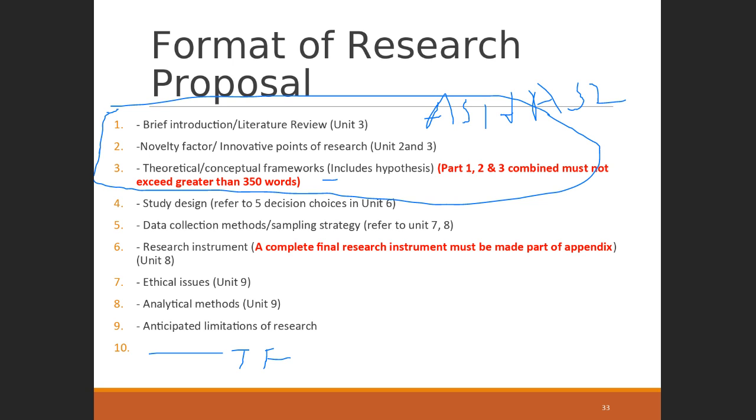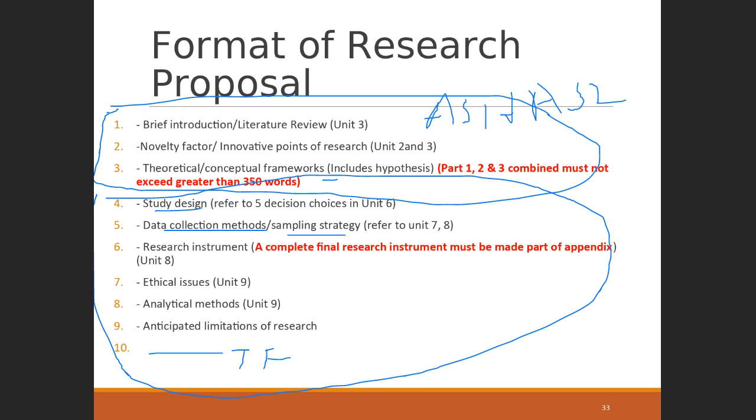Your assignment number 3 is more about these 7 particular sections: your study design, your data collection methods, your sampling strategy, your research instruments. You need to present your final research instrument in the appendix. If you're using a questionnaire, please attach your final version of your questionnaire to this assignment.